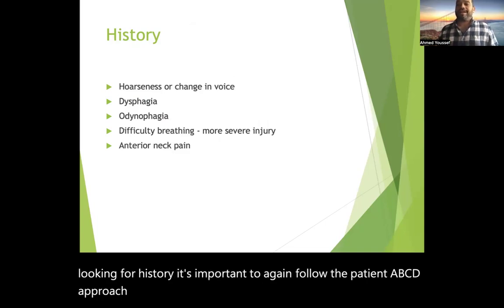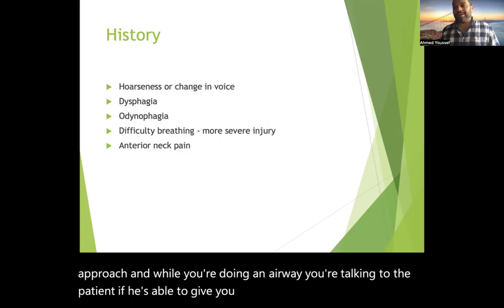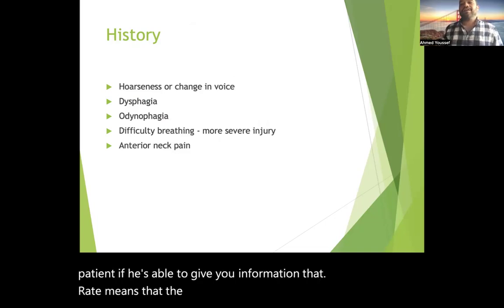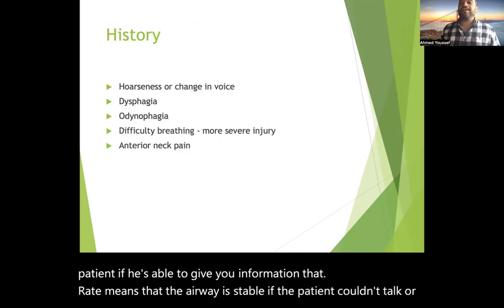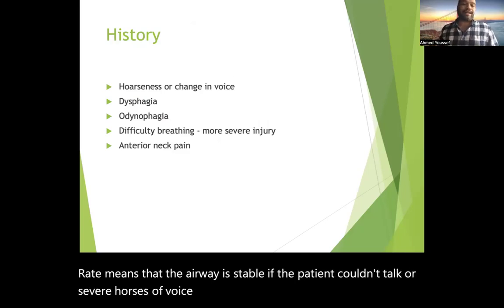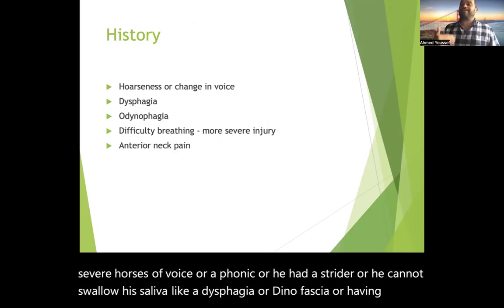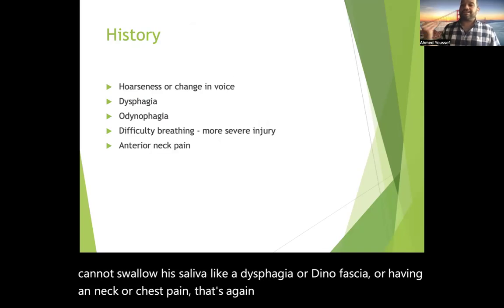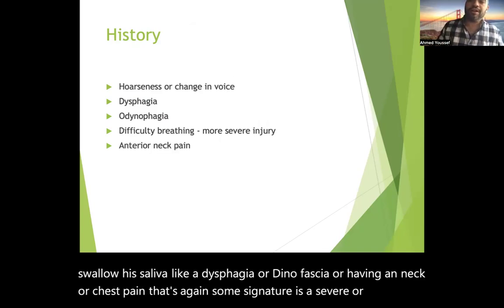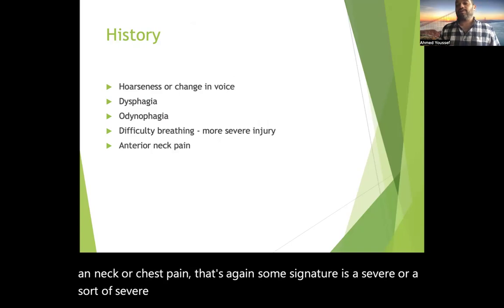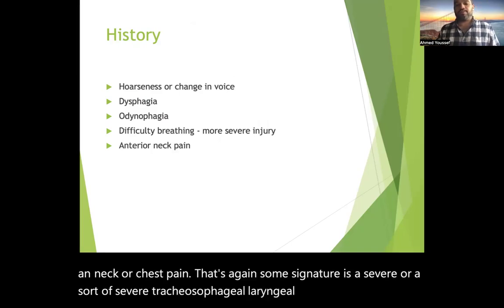And while you're doing an airway, you're talking to the patient. If he's able to give you information, that would be great. It means that the airway is stable. If the patient couldn't talk, or had severe hoarseness of voice, or was aphonic, or had a stridor, or cannot swallow his saliva, like a dysphagia or odynophagia, or had neck or chest pain, that again means there is a severe laryngotracheoesophageal injury that needs to be sorted.